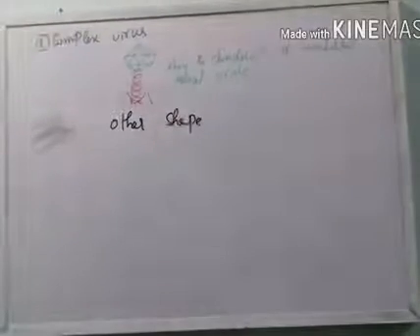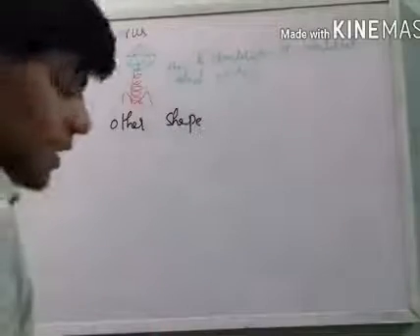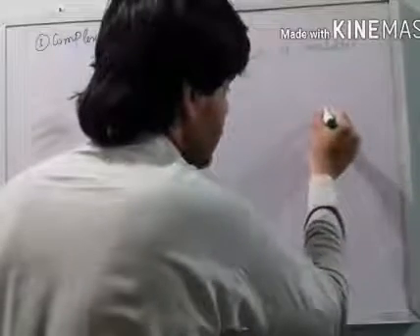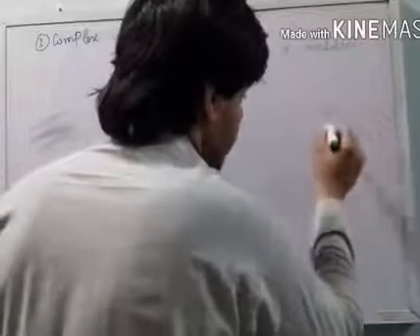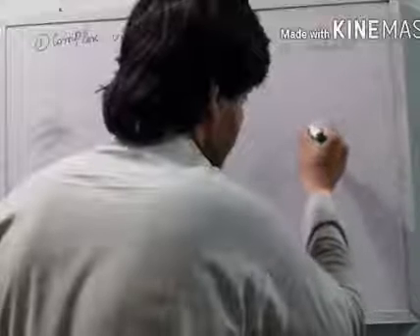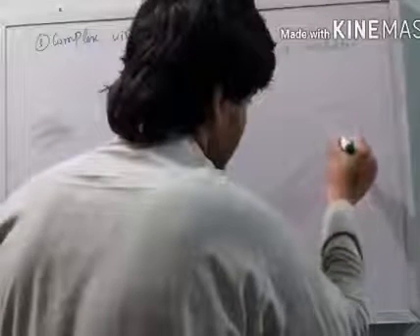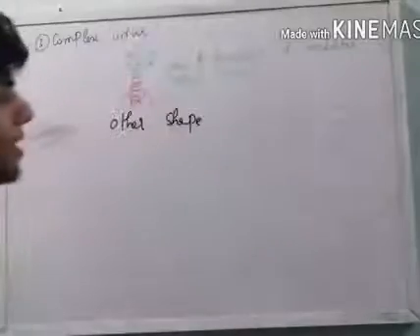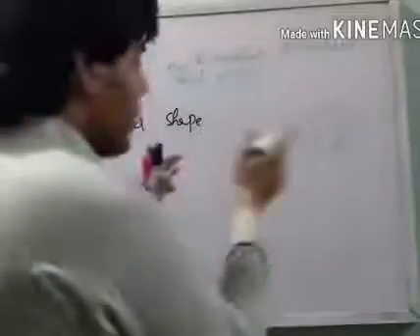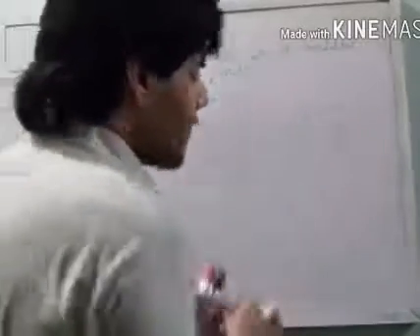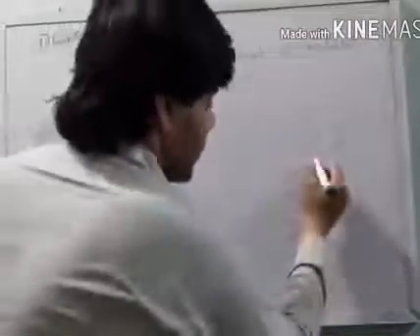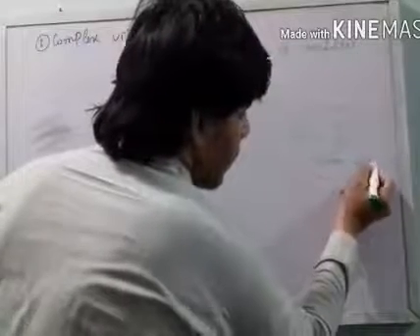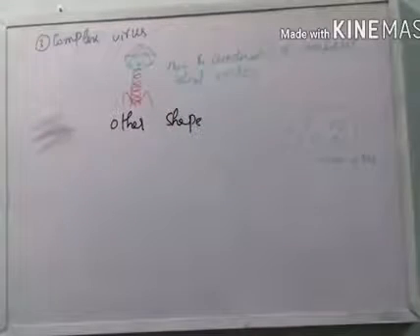Other shapes of viruses: if you see them in the electron microscope, some viruses will look just like this form. Some viruses will look like this, with granules or enzymes present inside. We call that the vaccinia virus.